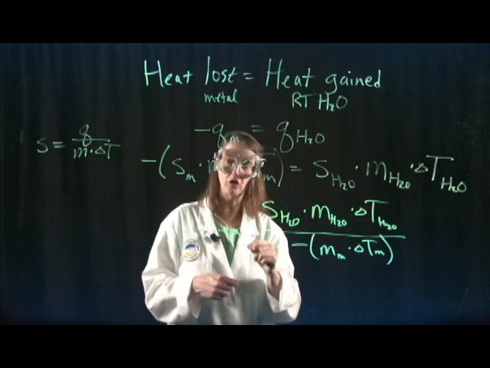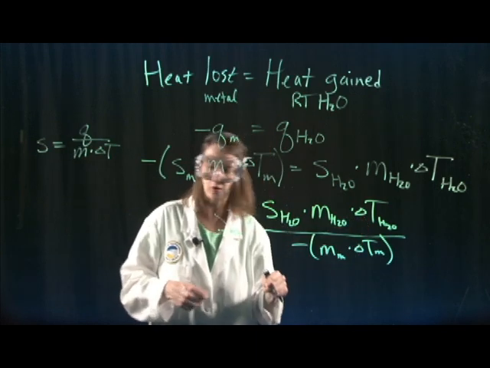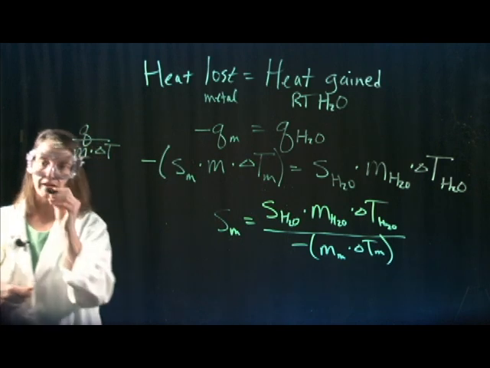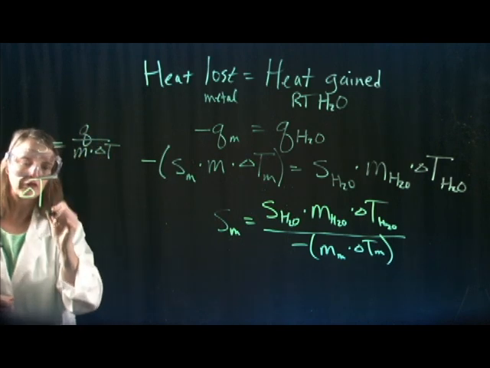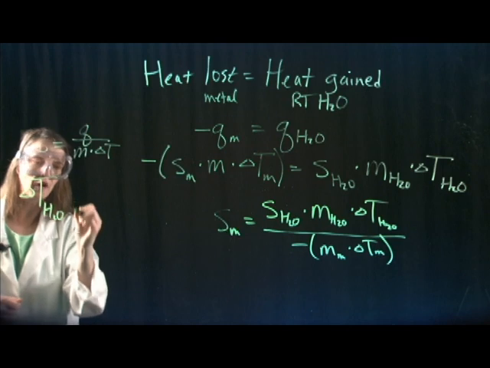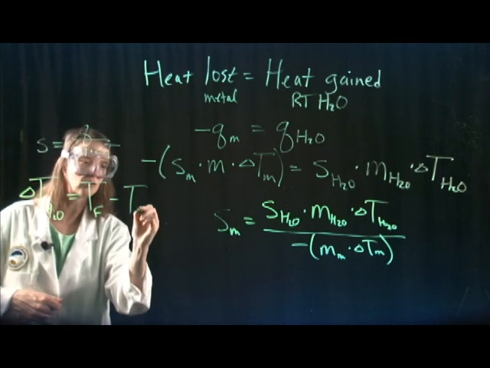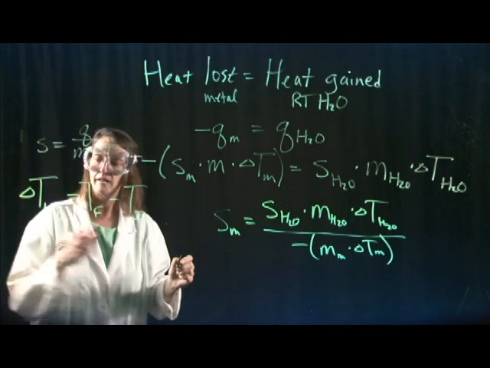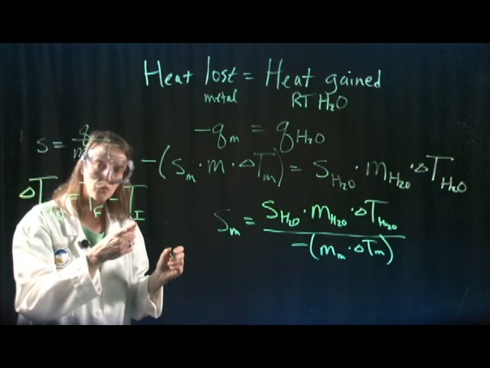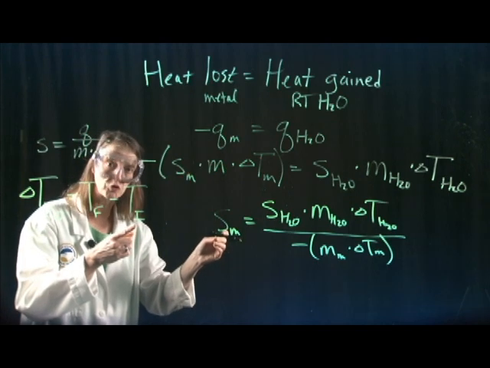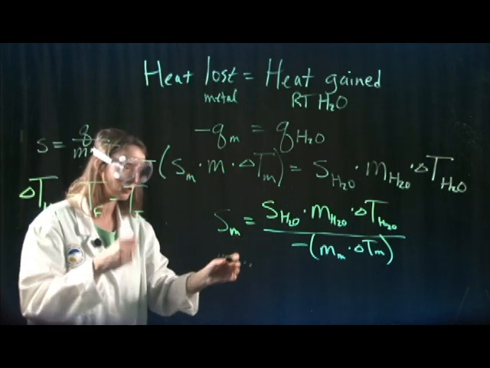And let's also look at the change in temperature for the metal. Change in temperature is always final minus initial. So if we look at change in temperature of water, it's final minus initial. The initial temperature of water is that room temperature. You're going to measure it with a temperature probe in lab, but it's whatever that room temperature is.